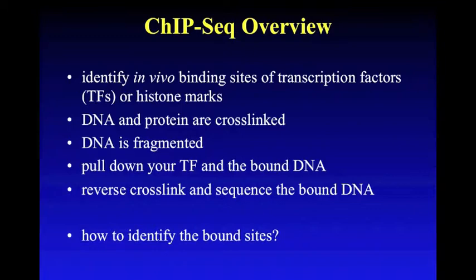So briefly, ChIP-seq is a technique used to identify in vivo binding sites of transcription factors or histone marks. The protein and DNA are cross-linked to covalently link the complexes, and then the DNA is fragmented by sonication. Then you pull down your transcription factor with an antibody, and the bound DNA is also pulled down. You can then reverse the crosslink and sequence the bound DNA.